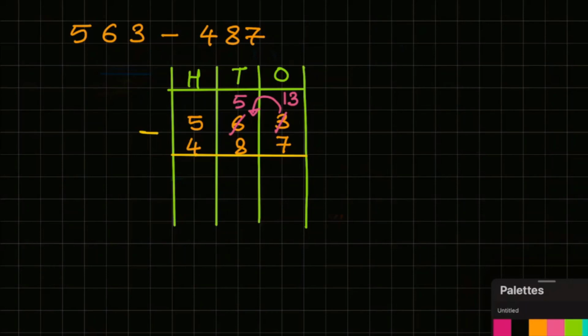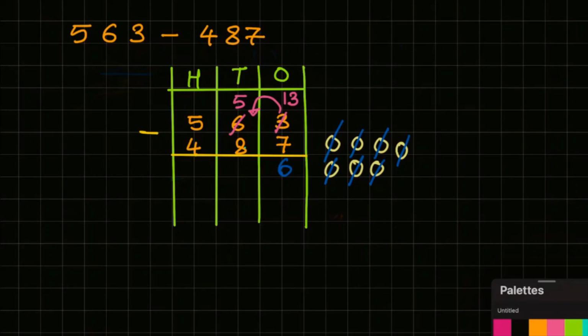Let's represent 7 by drawing 7 objects over here. Let's count backwards for 7. From 13 it is 12, 11, 10, 9, 8, 7 and 6. So the answer is 6. Now let's take a look at the next column. Now this is 5 take away 8.